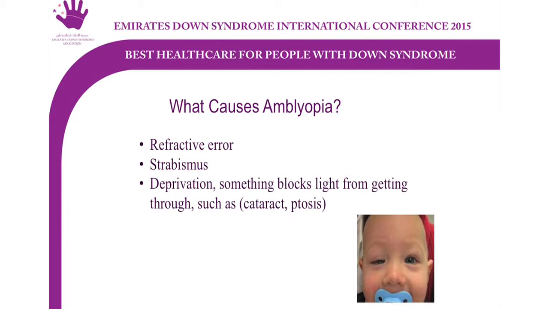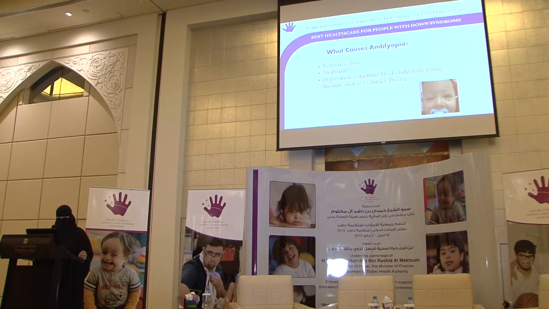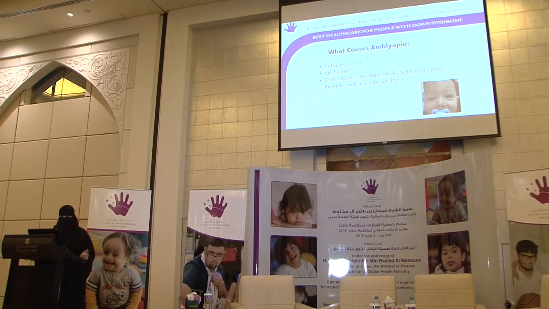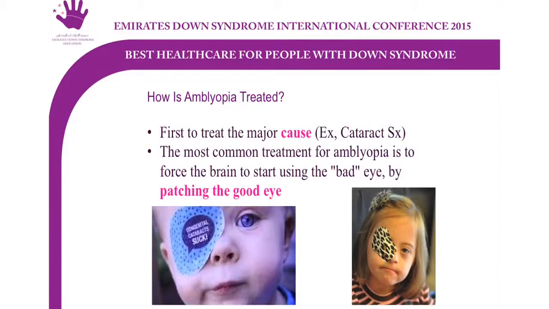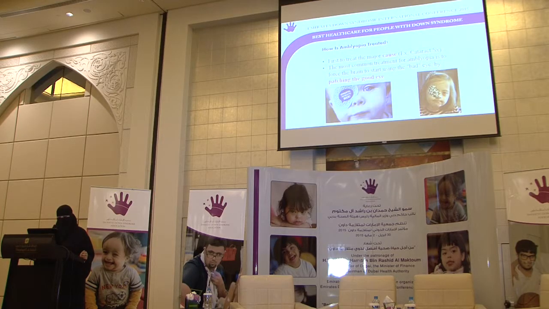What causes amblyopia? Refractive error, strabismus, and deprivation, where something blocks the light from getting through the eye, such as cataract or ptosis. How can we treat amblyopia? First, treat the major cause, for example cataract surgery for congenital cataract. The most common treatment for amblyopia is to force the brain to start using the bad eye by patching the good eye for several hours.